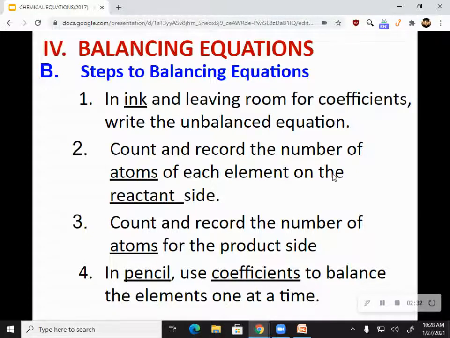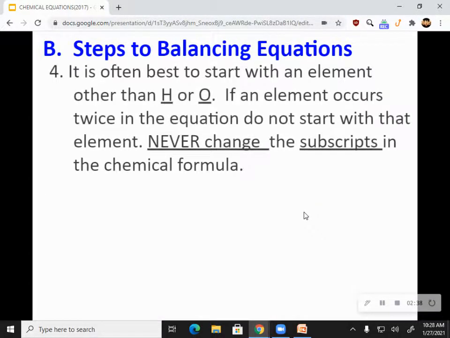Now, combustion reactions are going to be a little bit tougher. It is often best to start with an element that is not H or O. Hydrogen and oxygen occur the most in these reactions, with a lot of oxygens, carbon dioxides, a lot of hydrogens, a lot of waters being created from different equations. So make sure that we are balancing them last, because they'll change the most throughout our balancing of the equation.